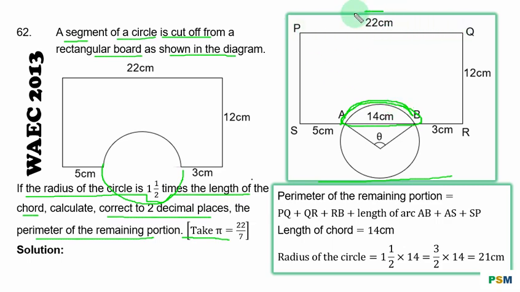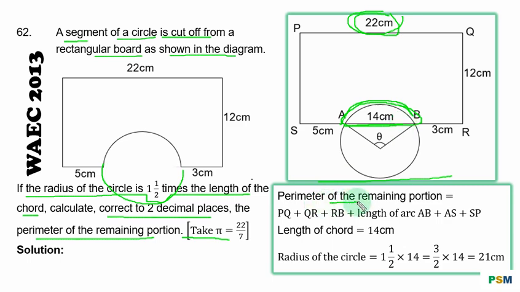PQ is equal to 22 cm and it is equal to S arrow. So if from here to this point is 5 cm, here is 3 cm. When you add, you have 8 cm. If you subtract that 8 cm from 22, this remaining part is 14 cm, which is length of the chord AB.